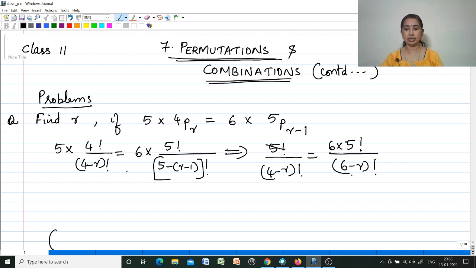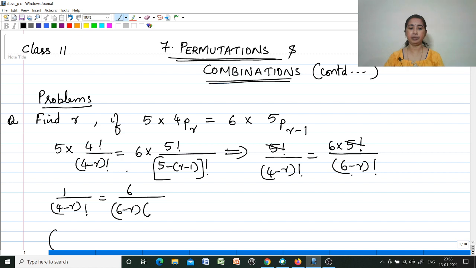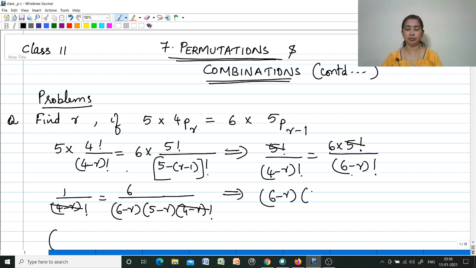Now in the numerator 5 factorial is common and can be cancelled, so we get 1 by (4 minus r) factorial equal to 6 by (6 minus r) factorial. How can we write (6 minus r) factorial? It is (6 minus r) into (5 minus r) into (4 minus r) factorial, and on both sides (4 minus r) factorial is common in the denominator. So now cross multiplying, (6 minus r) into (5 minus r) is equal to 6.